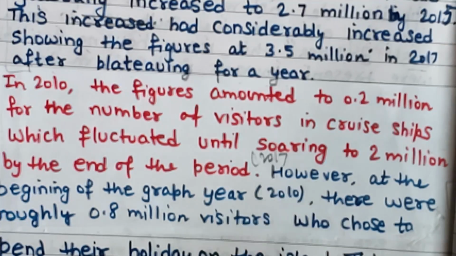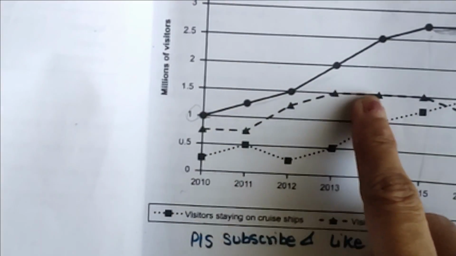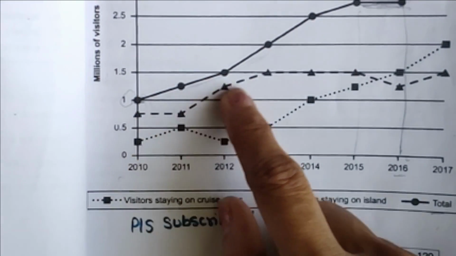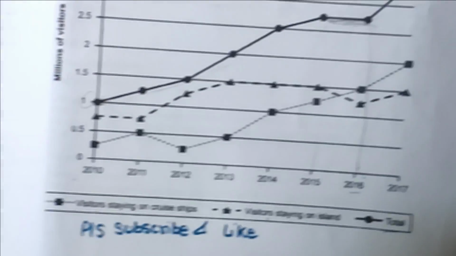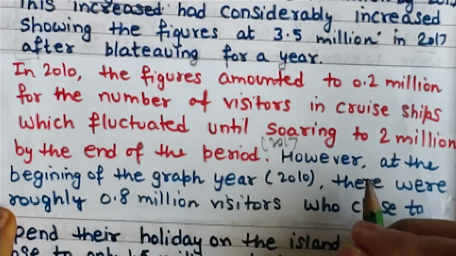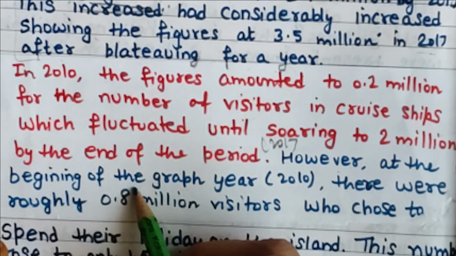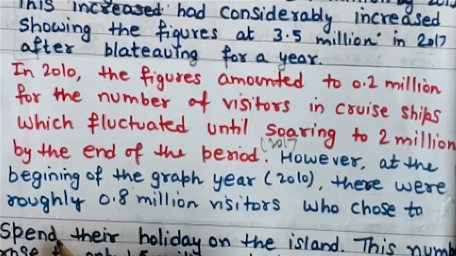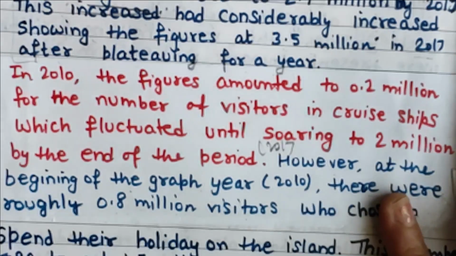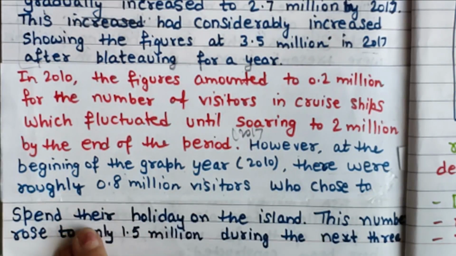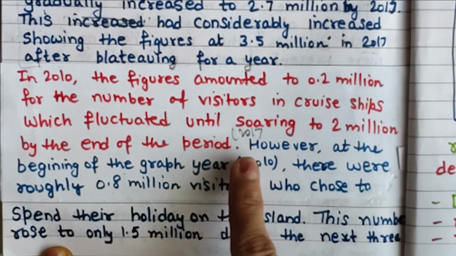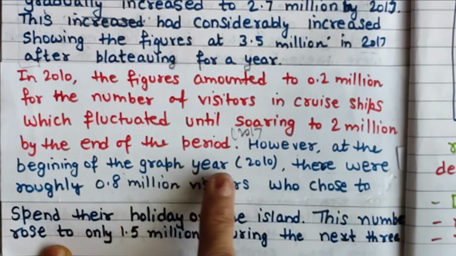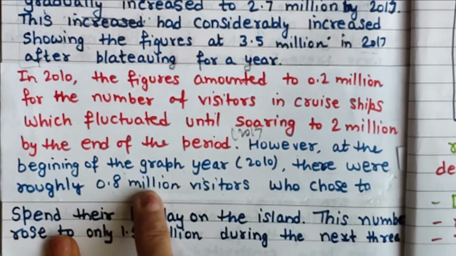Now we will talk about another one, the center one, visitors staying on the island. It started with around 0.1 and fluctuated and going down. Okay, however, so I have used contrastive language. However, at the beginning of the graph, 2010, there were roughly 0.8 million visitors who chose to spend their holiday on the island. So this blue line is the last category.